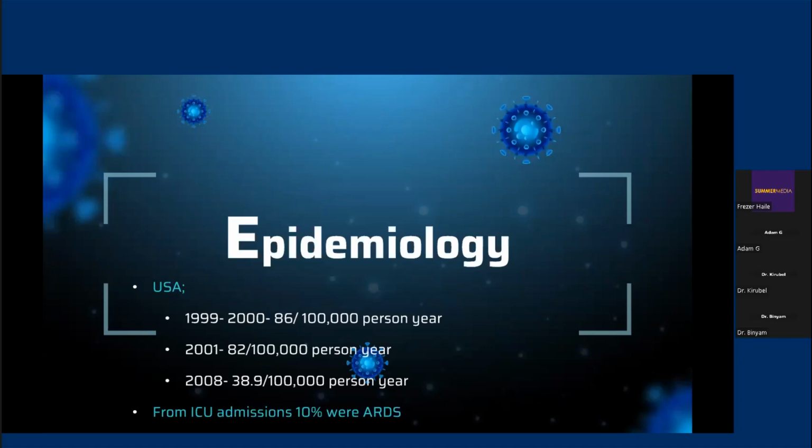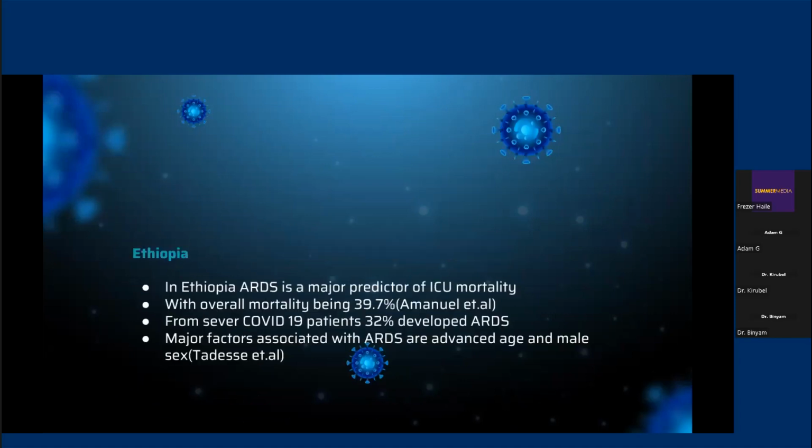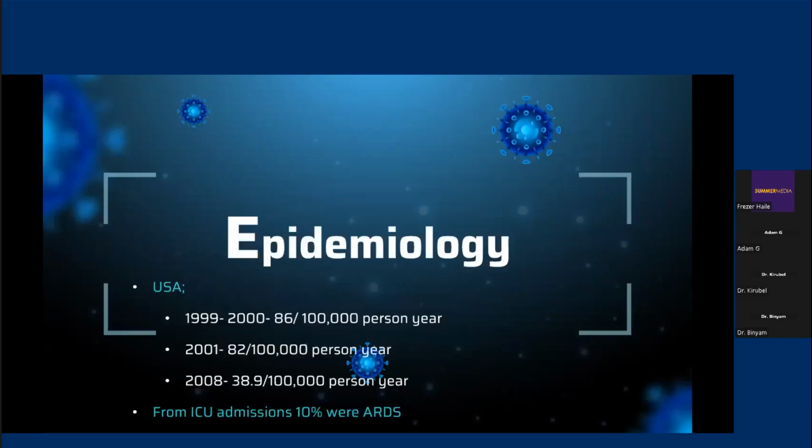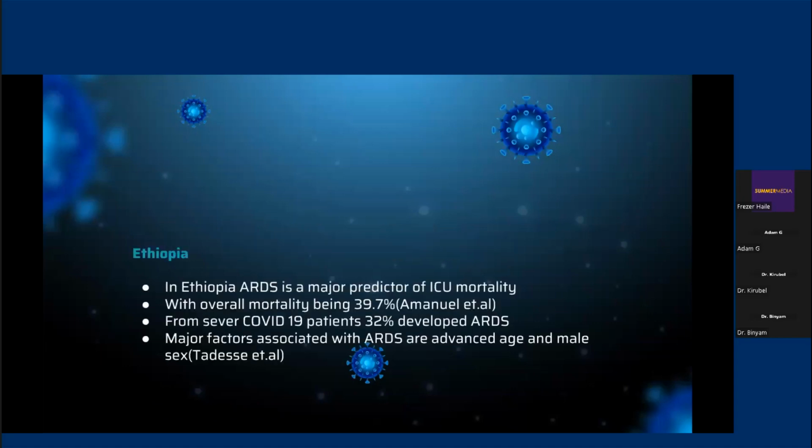Coming to the epidemiology part, I tried to see the general global status, but commonly it's the Europeans and the Americans that are mentioned. Around 2000, there were 86 to 100 per 100,000 persons a year, and it gradually decreased to 38.9 per 100,000 persons a year, as documented in 2008. And ARDS accounts for about 10% of ICU admissions. In Ethiopia, I tried to see some papers, but that's what I found.